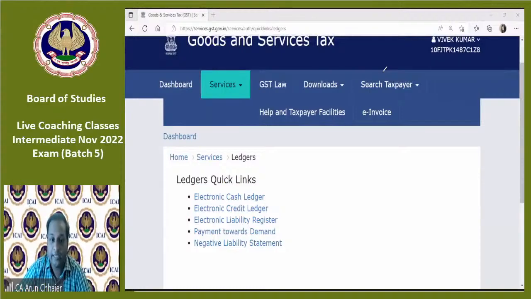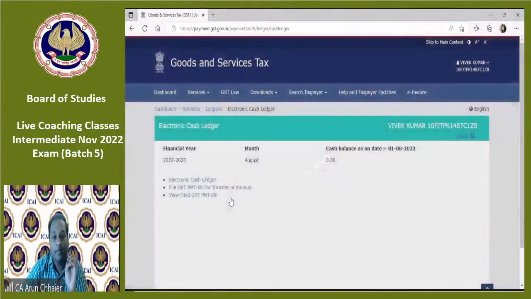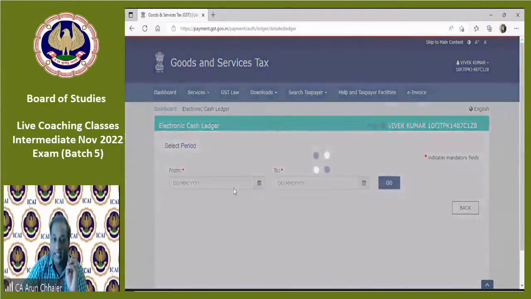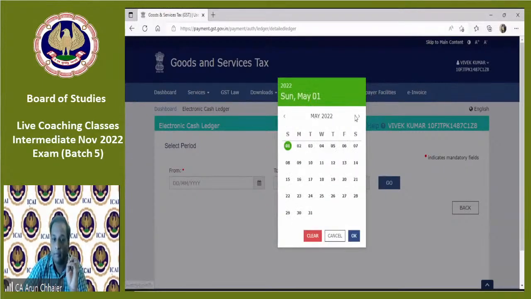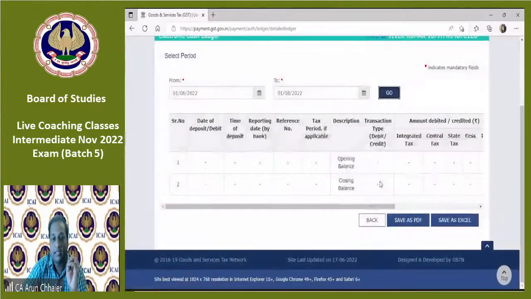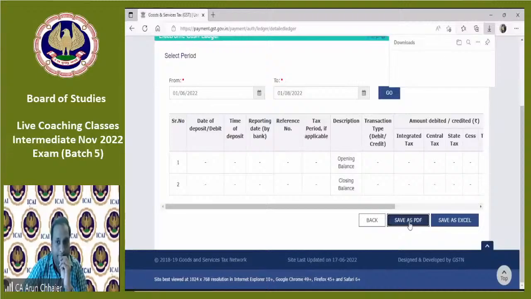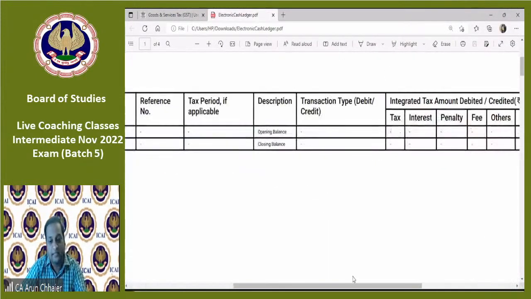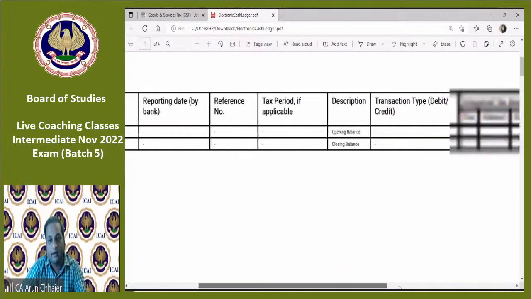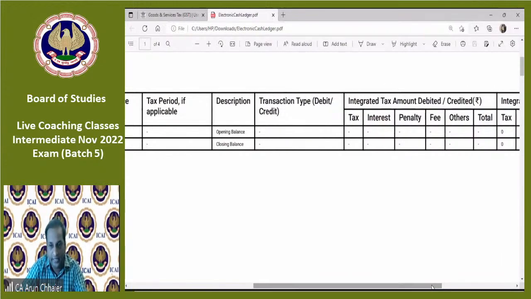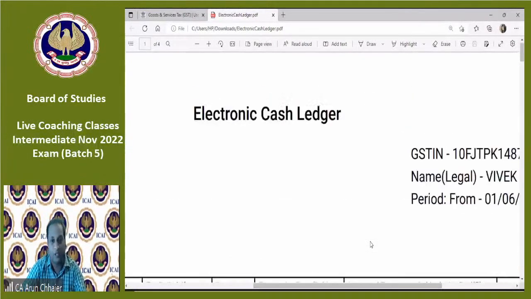So first is the electronic cash ledger. What is the electronic cash ledger? The electronic cash ledger represents whatever amount I have paid, so that will be credited and I can use the amount, whatever the method, whatever the way we have discussed, for that we can use the balance available in the cash ledger. So it shows like this: the date of the deposit, time of the deposit, reference number, etc. Then it will show the opening balance, credit, debit, or closing balance. This is the electronic cash ledger.